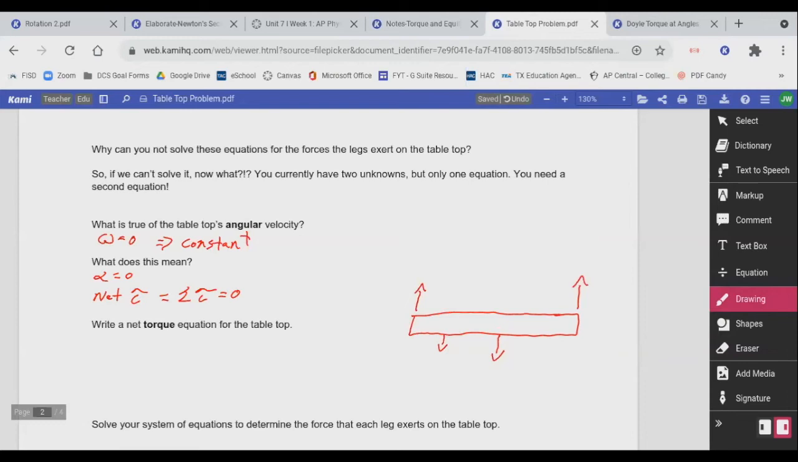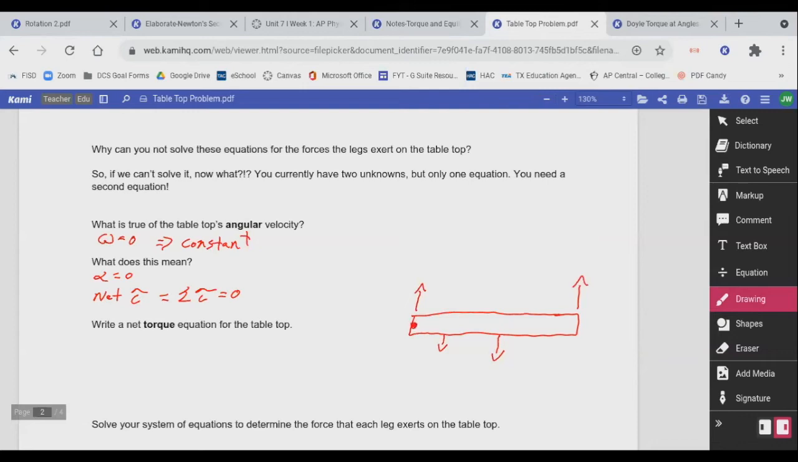The legs. What'd you say? Sorry, the legs. At the legs, at the side, right? So what we're going to do is make the point of rotation. We're going to select the left end as the fulcrum or the pivot point right here.